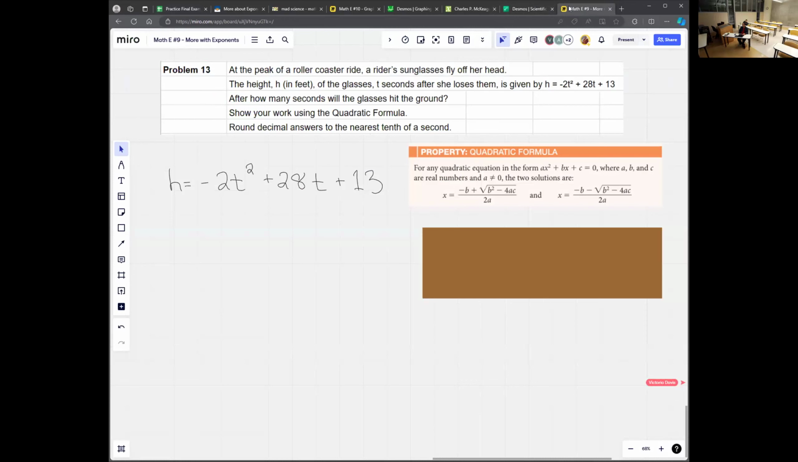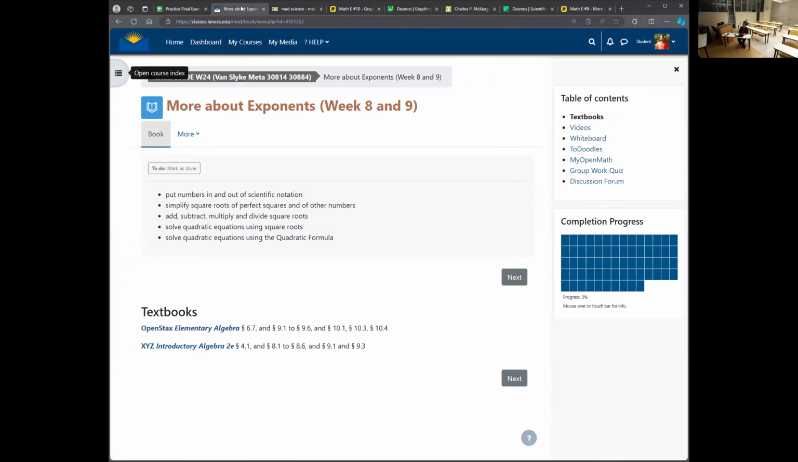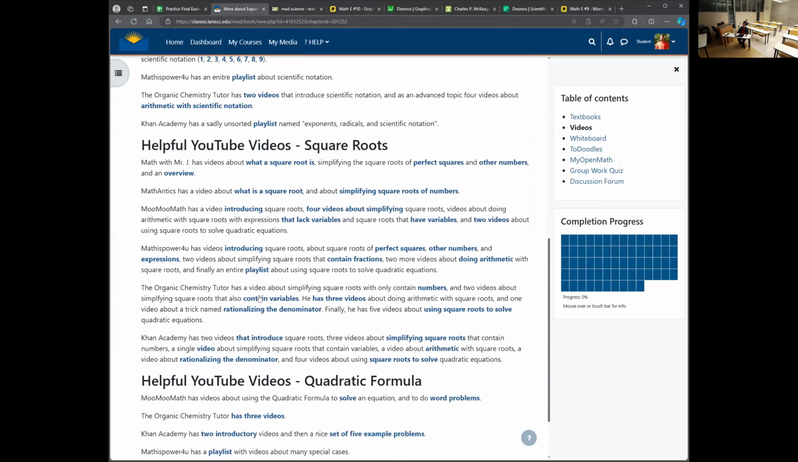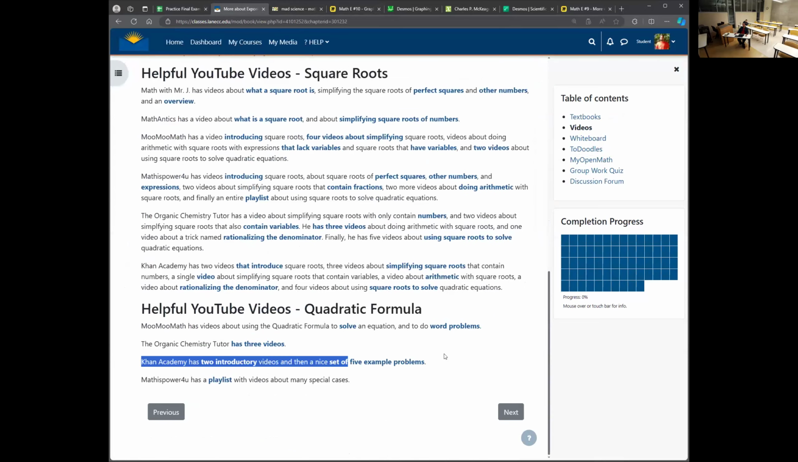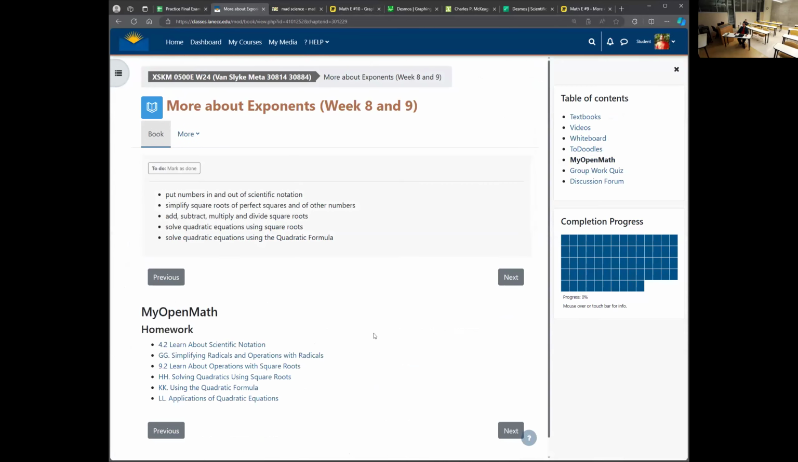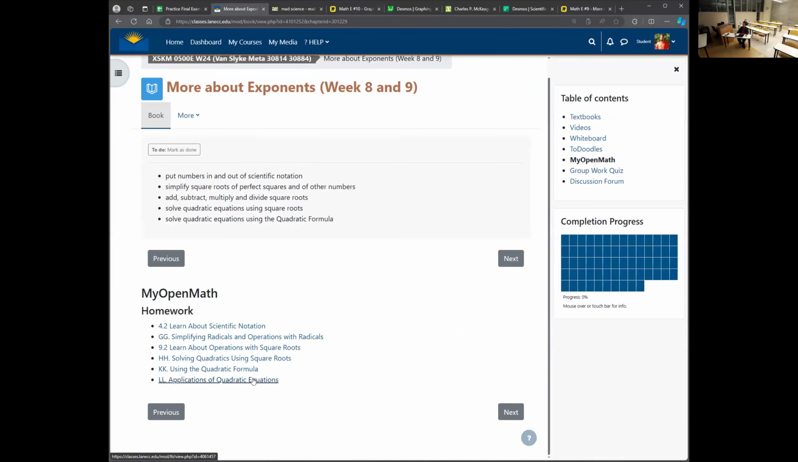Okay, so that's the end of this topic. Right now we have done everything in the more about exponents topic. Remember, there are lots of videos, including just about using the quadratic formula. The whiteboard we were just at is linked here. Your homework has some quadratic, they sometimes call it quadratic equation instead of quadratic formula, but that's okay.